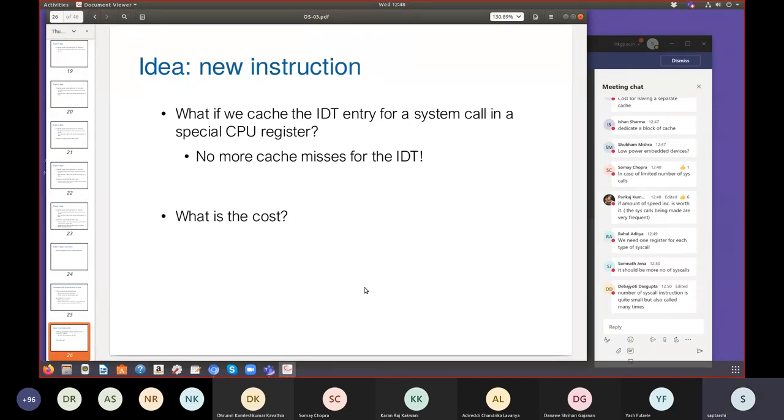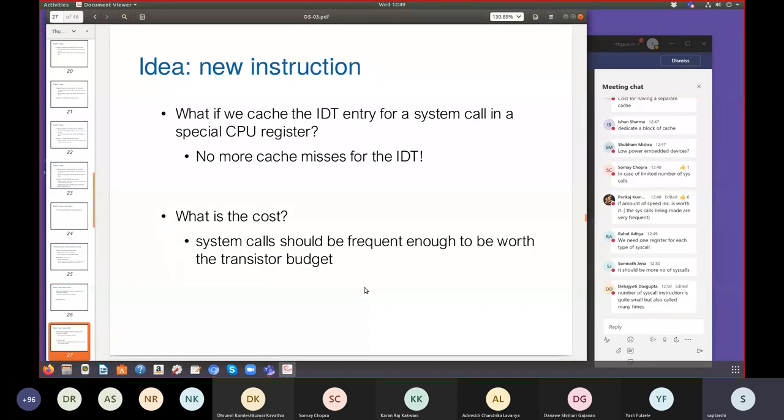Maybe cycling to your workplace takes you 1 hour, and going by bike will take you 20 minutes. But unless you do this every day, there is no point in the extra investment of going for a bike instead of a cycle. Exactly the same thing here. This solution of extra cost, extra registers, makes sense only if system calls are so frequent that they are worth the extra transistor budget. Extra registers means extra transistors, right? So system calls should be so frequent that they would be worth the transistor budget.